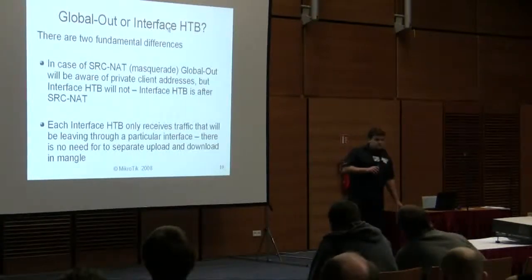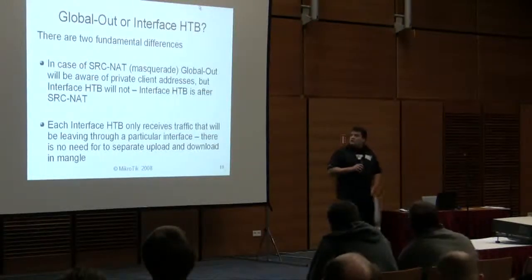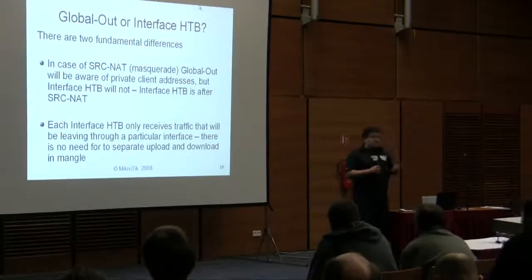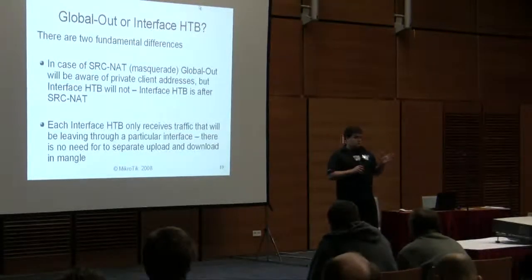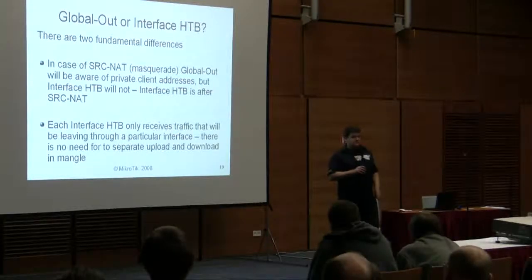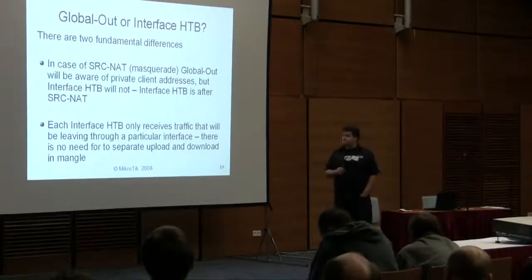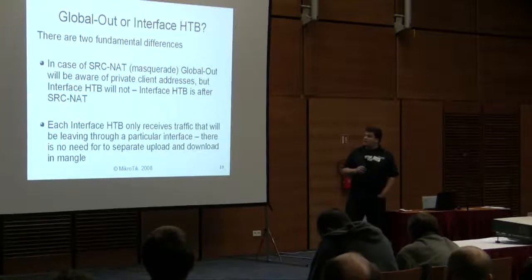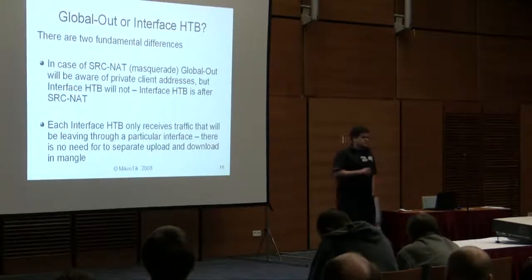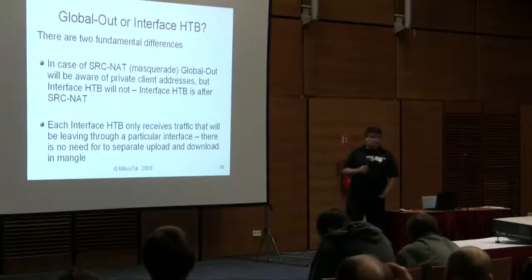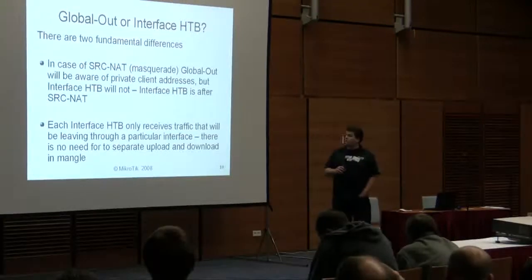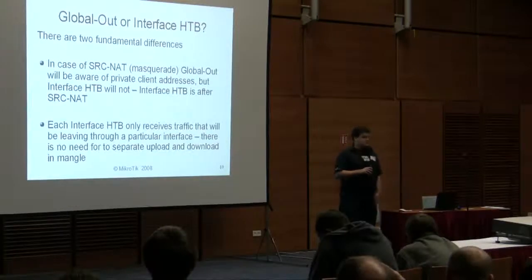So now we go to the logical question about what to choose. So for the second limiting, we had two choices, global out or out interface queue. So what's the difference? There's two differences, and I would say two big differences actually. First one, in the case of source NAT, so if you use Masquerade on your router and clients have private addresses, global out will be aware, will see the local addresses, but out interface will not.